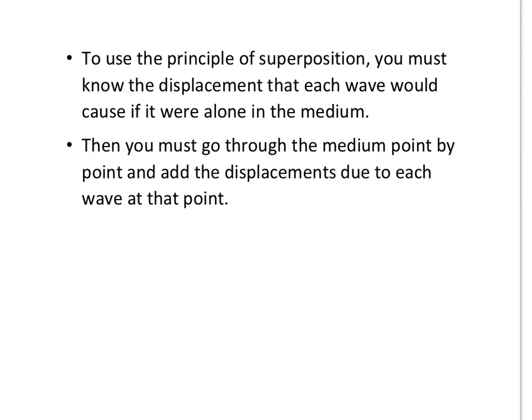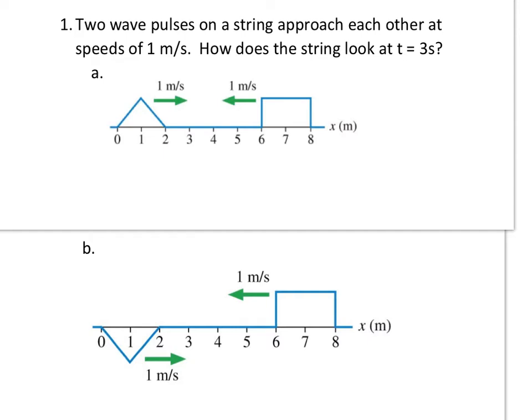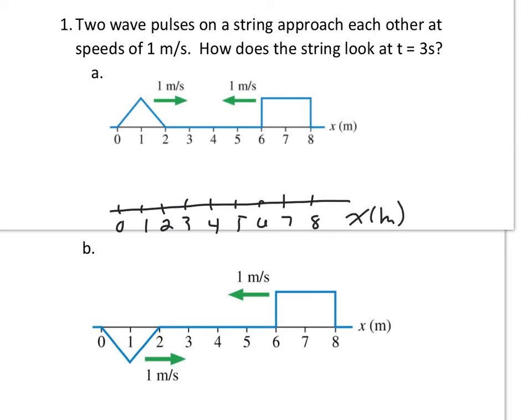I'll do two examples. Okay, so we have two wave pulses on a string approaching each other at a speed of 1 meter per second. How does the string look at t equals 3 seconds? So I'm going to redraw this and try and space this out as evenly as possible. So these are the distances. Okay, and we know that each wave is moving 1 meter each second.